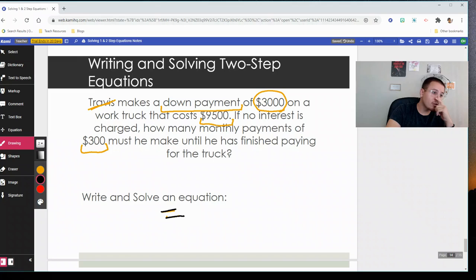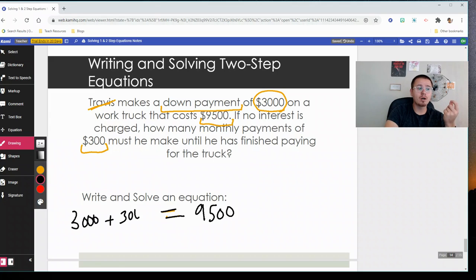Write and solve an equation. What goes on one side? I like to put the total, and the total is 9,500. Now we know up top, Travis dropped that 3,000 plus. What else has he got to pay? Well, he's got to pay $300 per month. Do we know how many months? No.